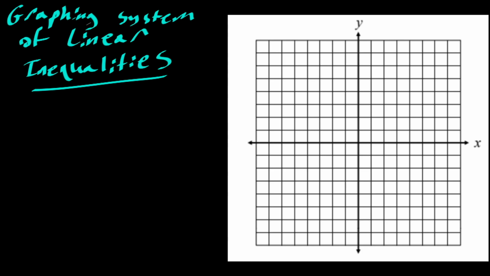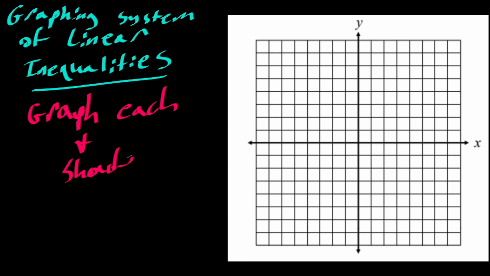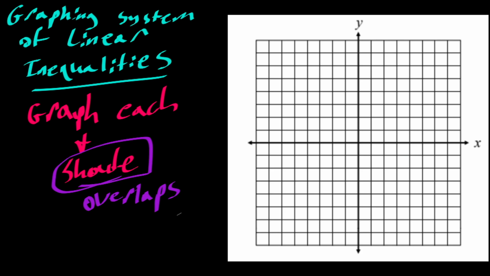Going to look at graphing a system of linear inequalities. And actually, when we graph this, we're basically going to graph each inequality. So graph each, and then we'll shade our solution. The easy thing about these problems is wherever this shading overlaps, that's the actual solution. All right. So let's take a look at what that actually would look like.